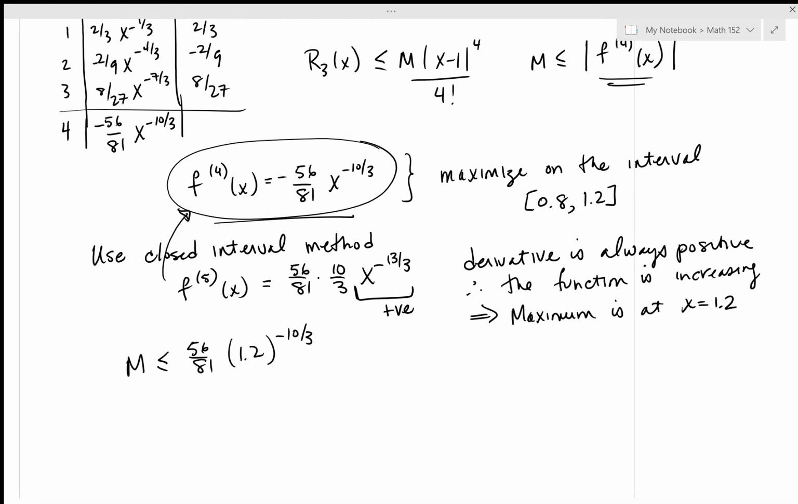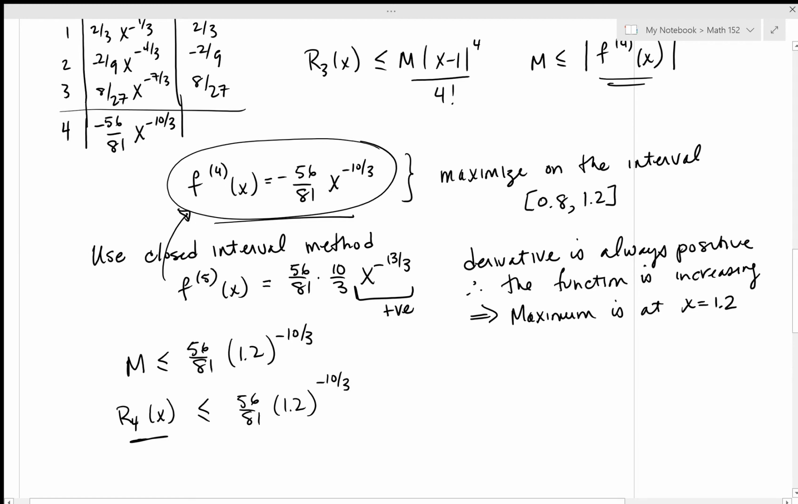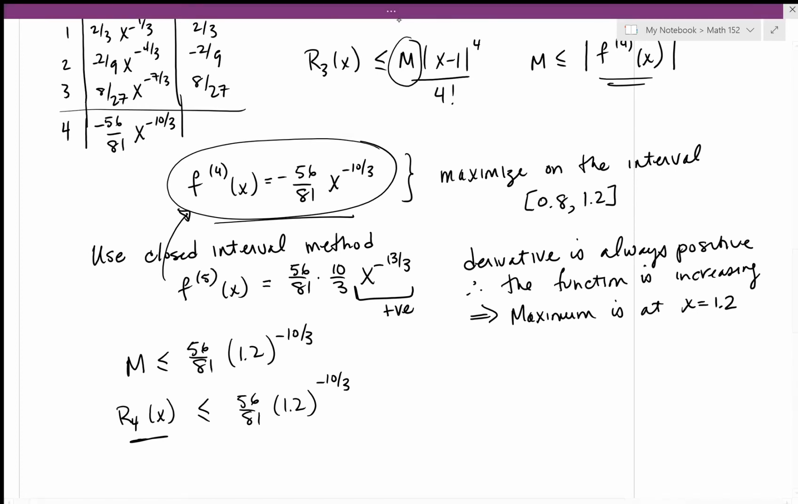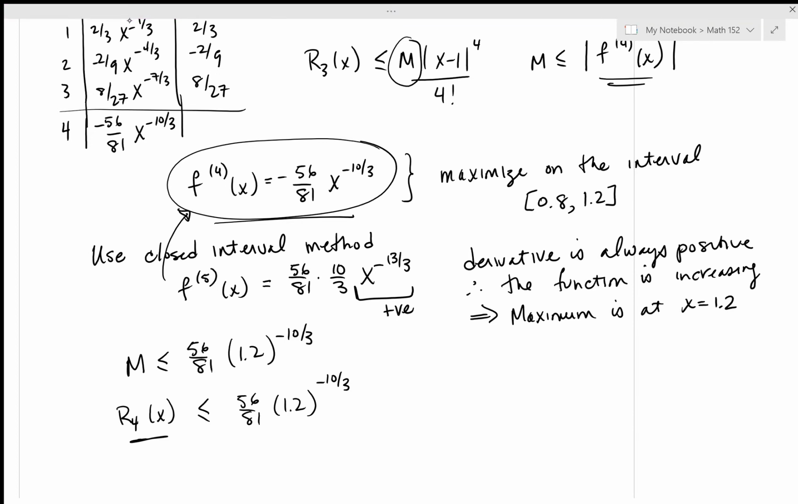Okay, that then allows me to compute what R4 of x is. The maximum sized error for using this third degree polynomial for the approximation is going to be M. And then I'm looking at the next term here. I've figured out the biggest value for this, and then I want to also figure out what the biggest value for this thing here is.